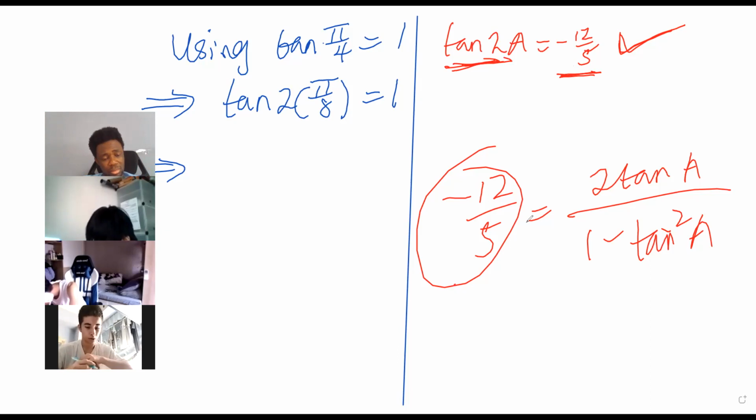Because the default equation is tan 2a on the side. But tan 2a is on the left or right? Say that again. Tan 2a is on the left, negative 12 over 5 is on the right. So is there a reason? Now, is this your new tan 2a? And is this your new this one?